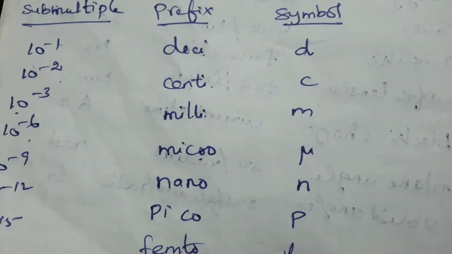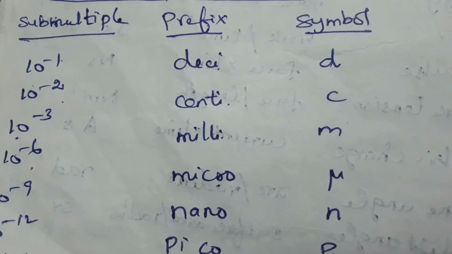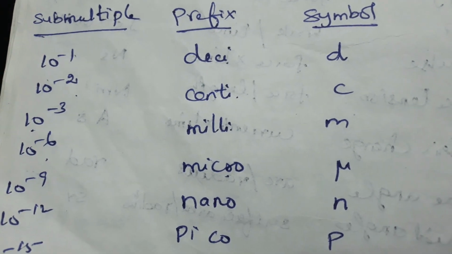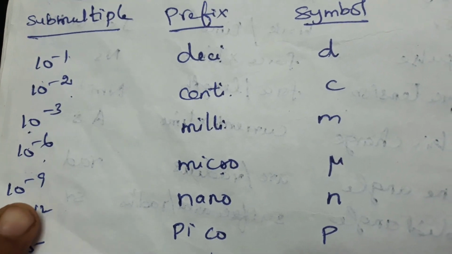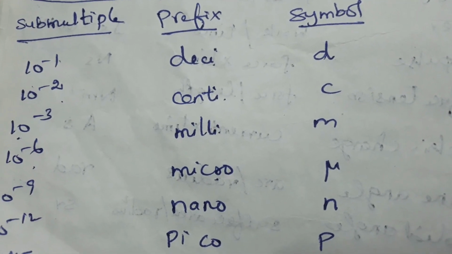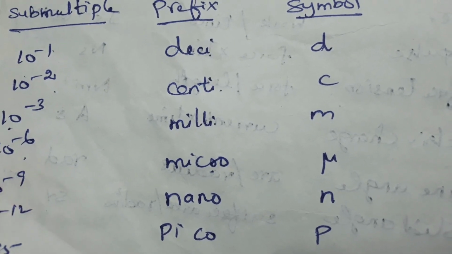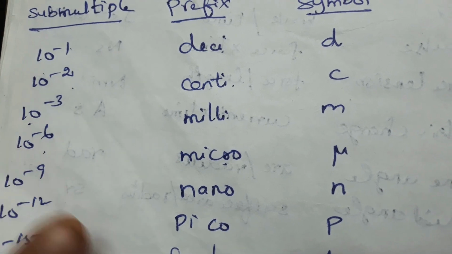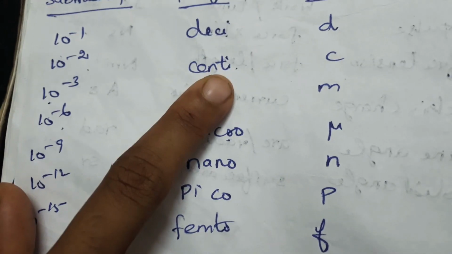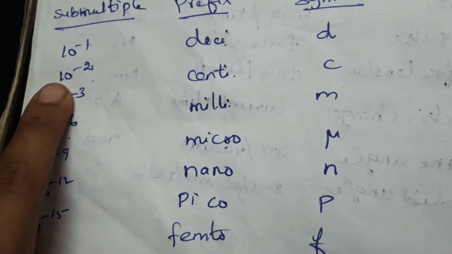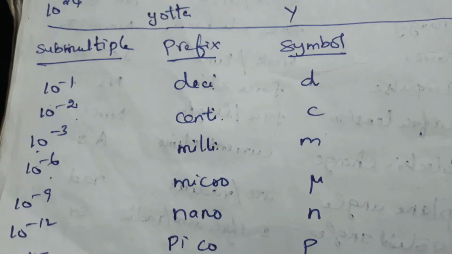So students, when the prefix is millimeter, you should use the submultiple 10 power minus 3 meter. When there is nanometer, you should use 10 power minus 9. This will be useful for solving problems. Micro means we should use 10 power minus 6. Pico means we should use 10 power minus 12. Centimeter means we should use 10 power minus 2 meter. So these all are the prefixes for powers of 10.